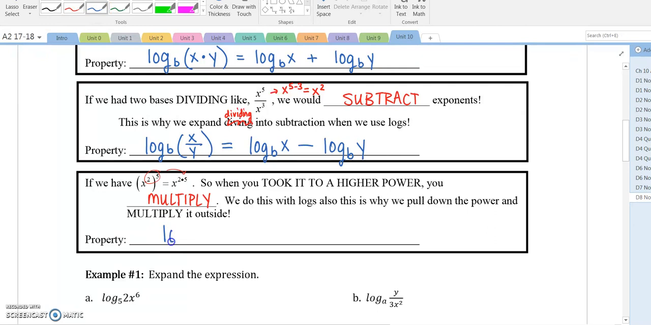So it would look something like this. Log base b of x to the n. I would take that exponent, that power, and I would move it to the front and multiply. So it would be something like this.